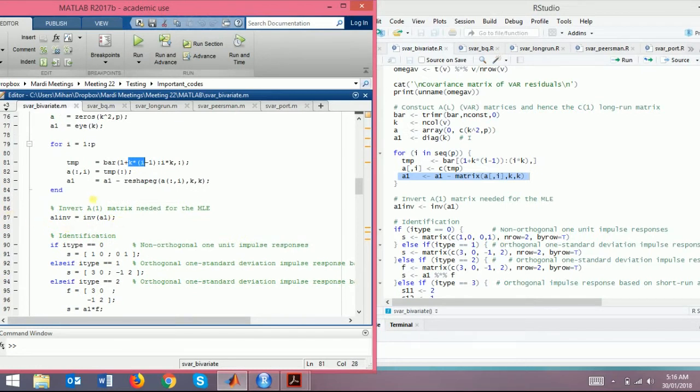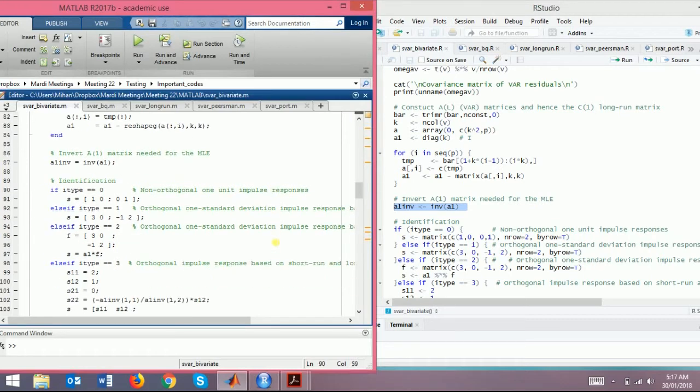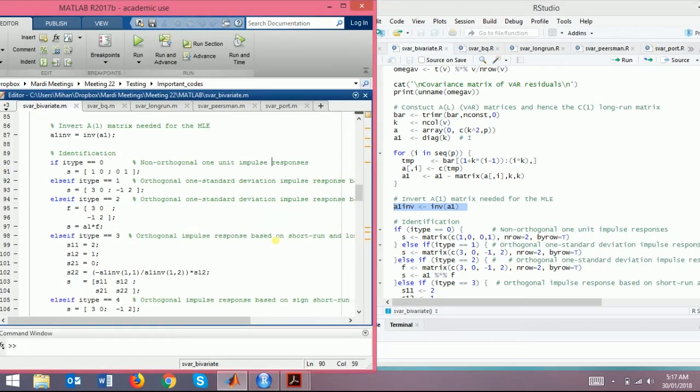Now we need to invert our autoregressive parameter to use in the moving average, because now we want 1 plus psi1 L plus psi2 L. So we want to represent that for the moving average. For the moving average, we are just inverting. Now let's get back to identification.